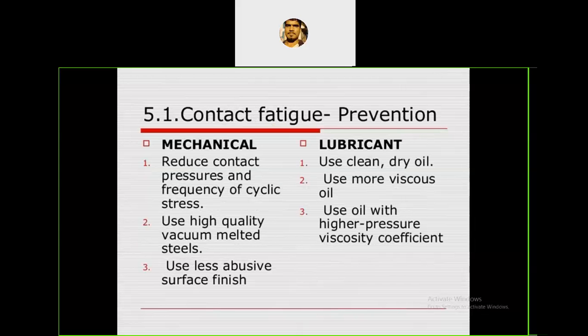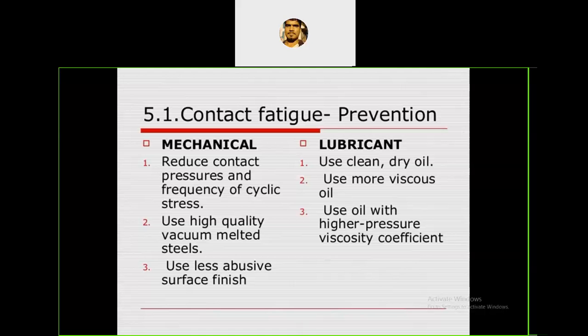Clear? And how can we prevent it? Prevent it by reducing the contact pressure. By reducing the contact pressure, since there is continuously contact, it will reduce the stresses. That's one way. Next, use high quality vacuum melted steels. For bearing materials, if we use high quality melted steel, that's another way. And use less abrasive surface finish. If you make a smooth surface, it will reduce it; if it is a rough surface, again it will cause it.